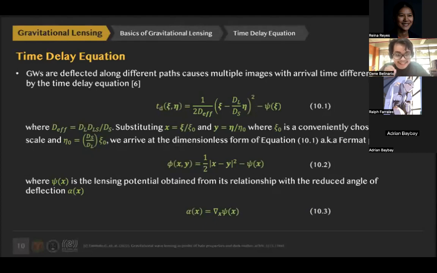We can reduce the dimension of this equation by employing the following substitution. In terms of the dimensionless impact parameters x and y, we can select a length scale given by xi naught and eta naught given by Ds over Dl eta naught, and arrive at the dimensionless form of the time delay function given by equation 10.2. This is alternatively known as our Fermat potential, where psi of x is the lensing potential in terms of the dimensionless impact parameter. Its relation to the reduced angle of deflection is given by equation 10.3. Equation 10.3 simply tells us that the reduced angle of deflection is the gradient of the lensing potential.